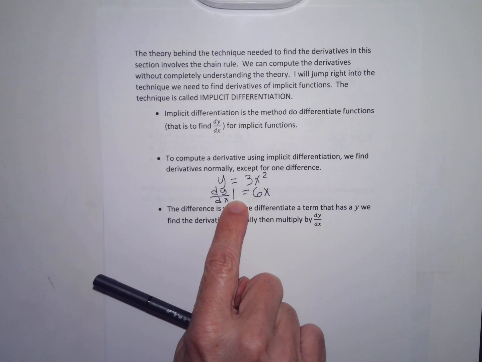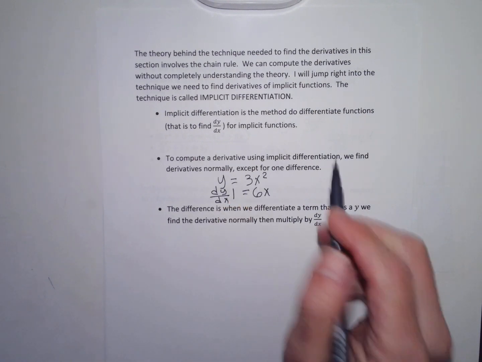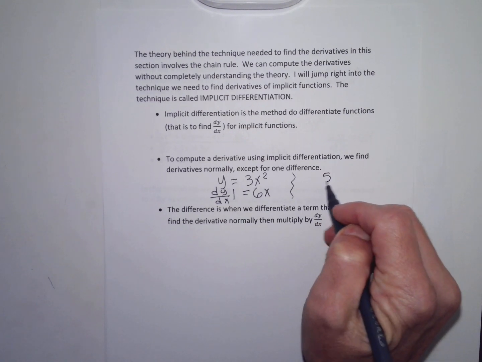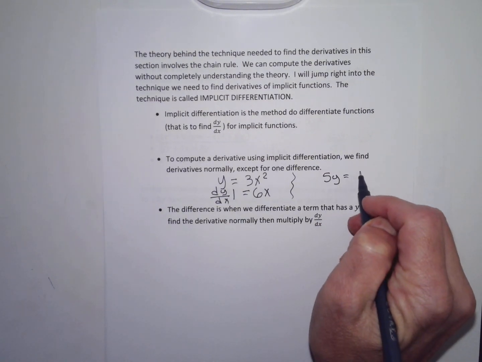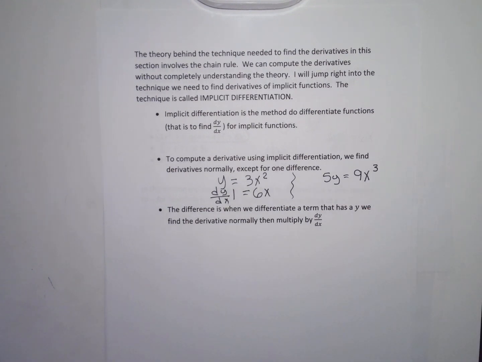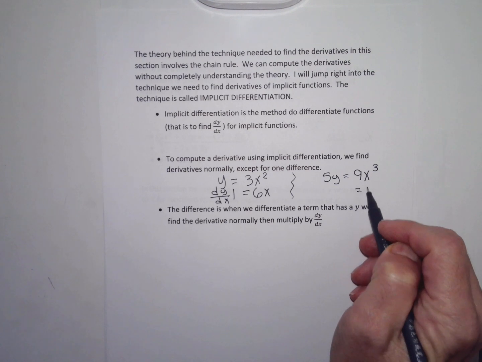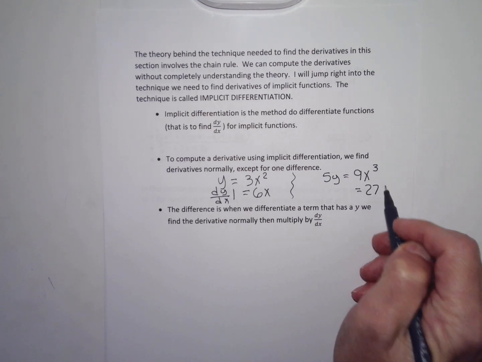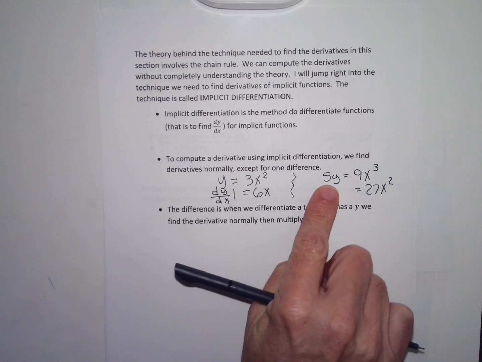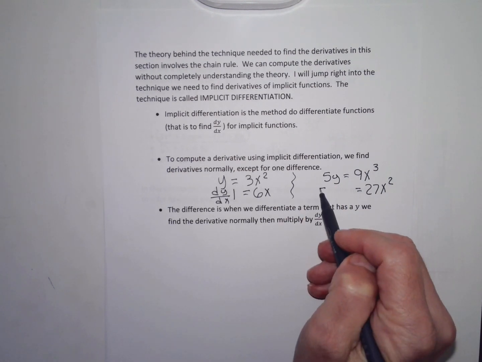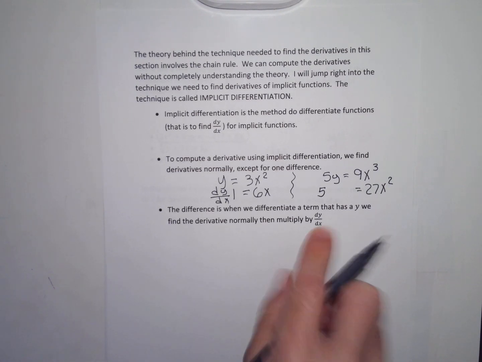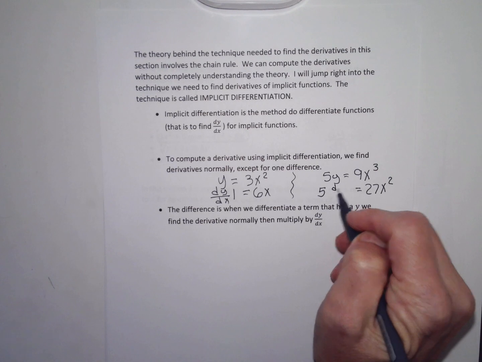When I get a slightly more complicated problem, like if this problem said 5y equals 9x cubed, and I wanted to find its derivative, well, the derivative of the right side, no big deal. The derivative of 9x cubed is 27x squared. The derivative of the left side is 5, and when I do the derivative of a y, I'm going to tack on a dy dx.